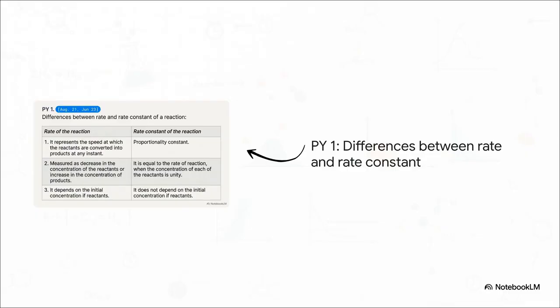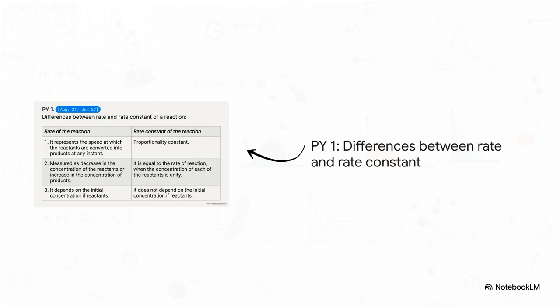Okay, this next one is a massive previous year question, PY1, from the August 21 and June 23 exams. It asks for the differences between the rate and the rate constant of a reaction. Let's contrast them. While the rate of the reaction represents the speed at which the reactants are converted into products at any instant, the rate constant of the reaction is simply a proportionality constant.